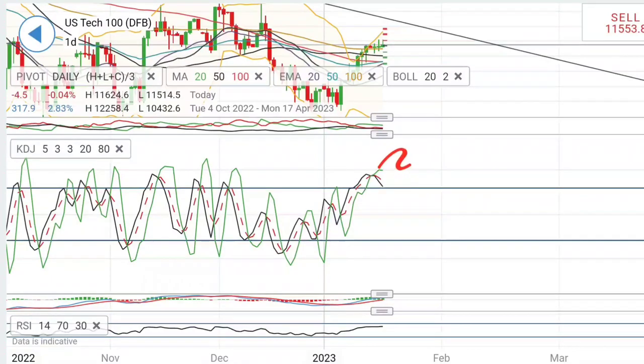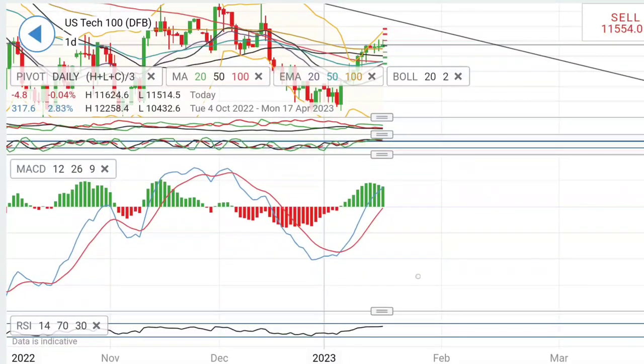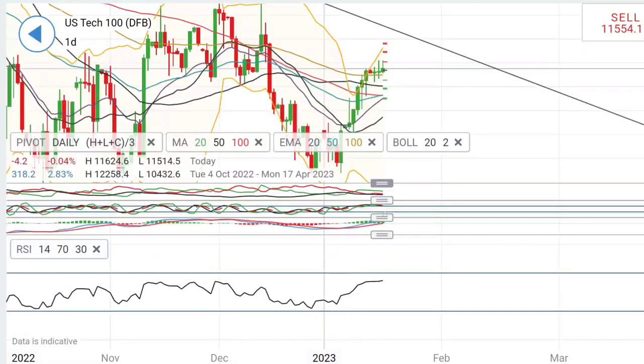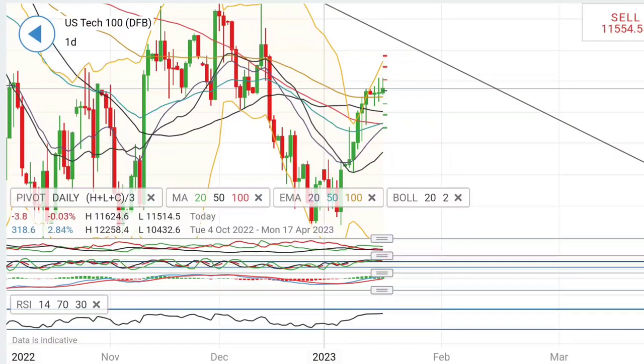Stochastic is overbought. That is another reason. It is looking a little downside. MACD is bullish, trying to converge here. RSI is trading near to the high. So considering this, you can buy at 11,580, sell at 11,520, and below 11,520 till 11,480 and 440.